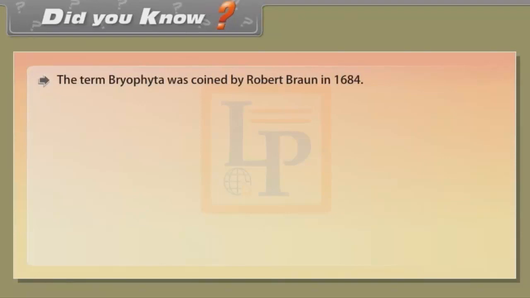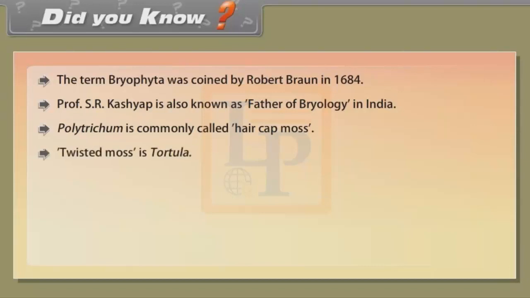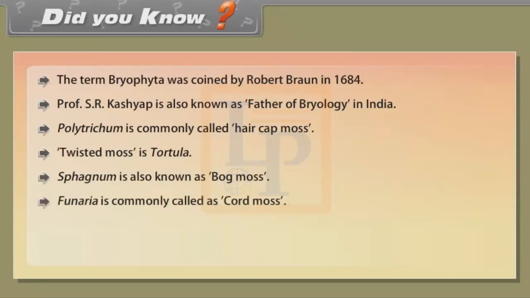Did you know the term Bryophyta was coined by Robert Braun in 1684? Professor S.R. Kashyap is also known as the father of bryology in India. Polytrichum is commonly called haircap moss. Twisted moss is Tortula. Sphagnum is also known as bog moss. Funaria is commonly called cord moss.